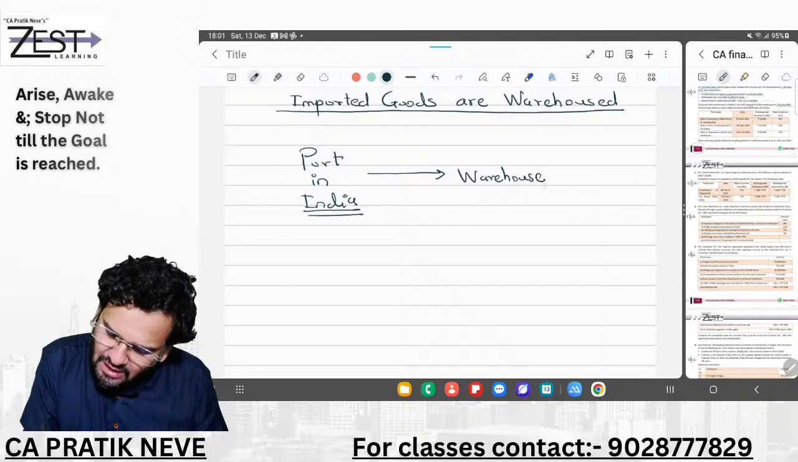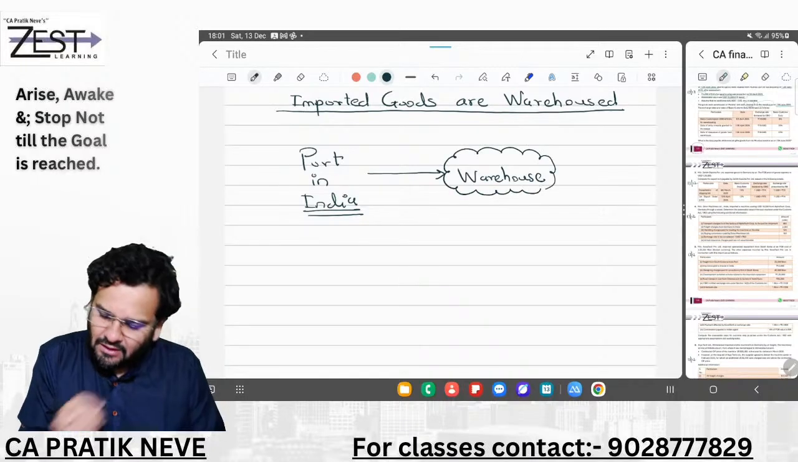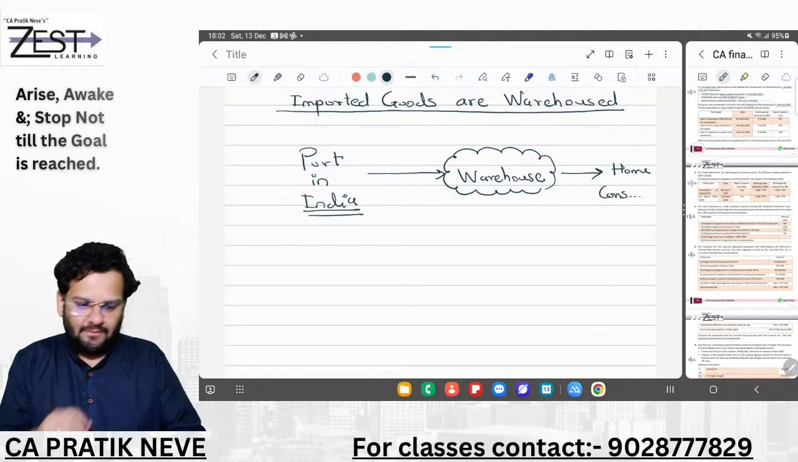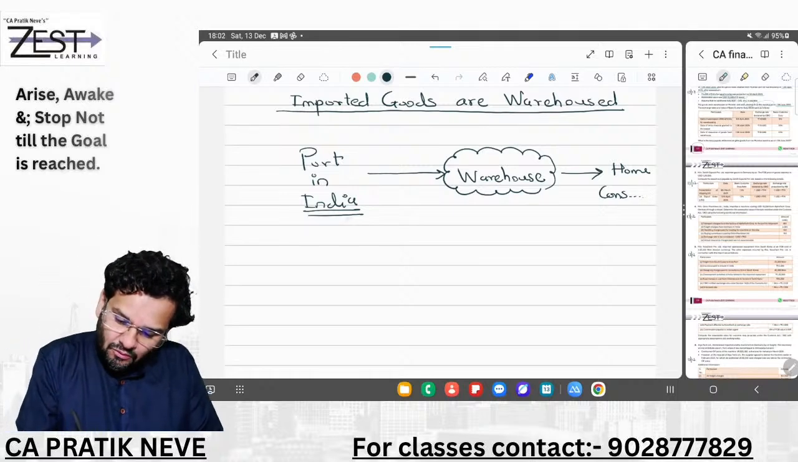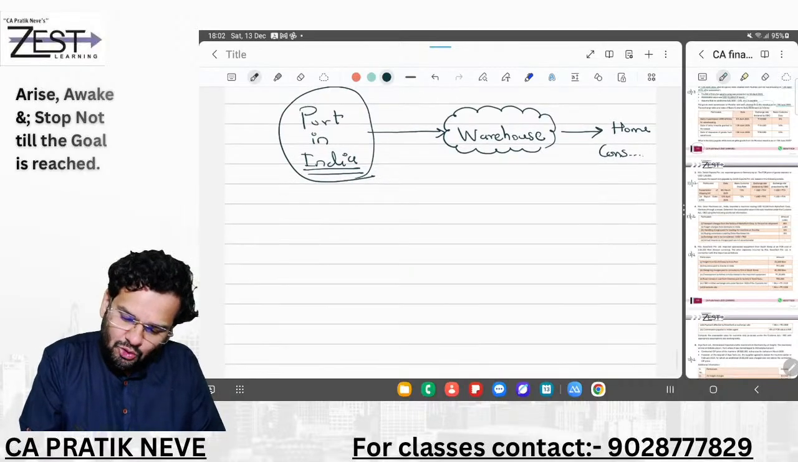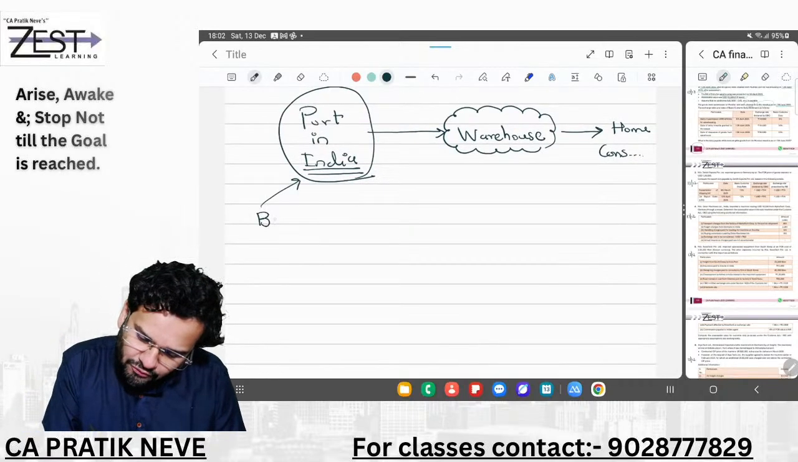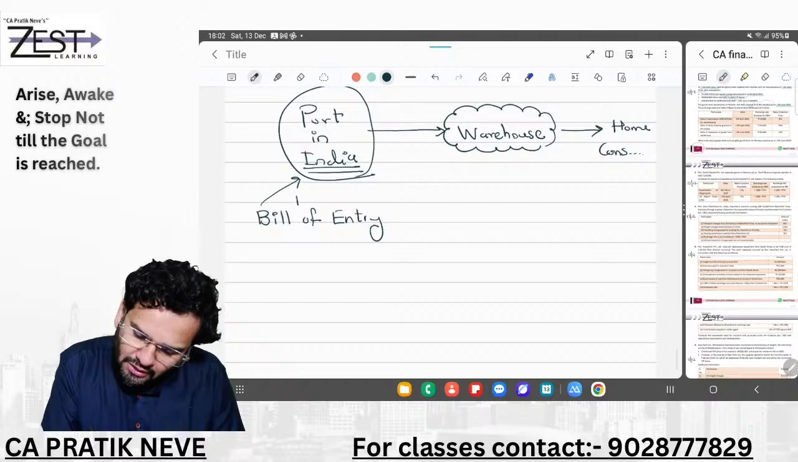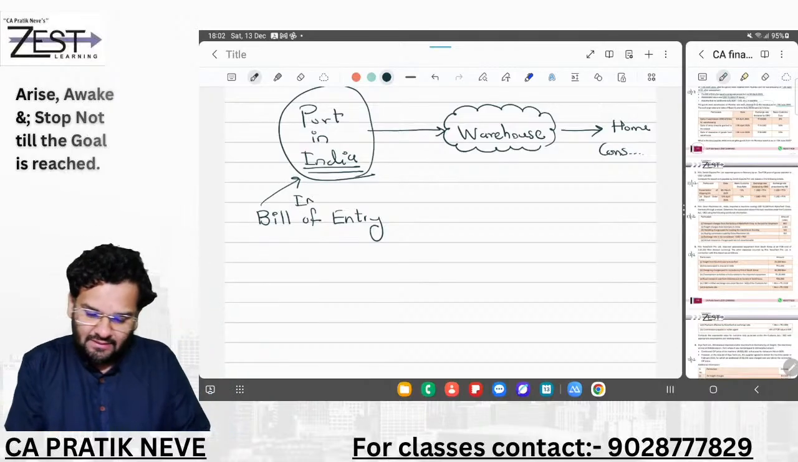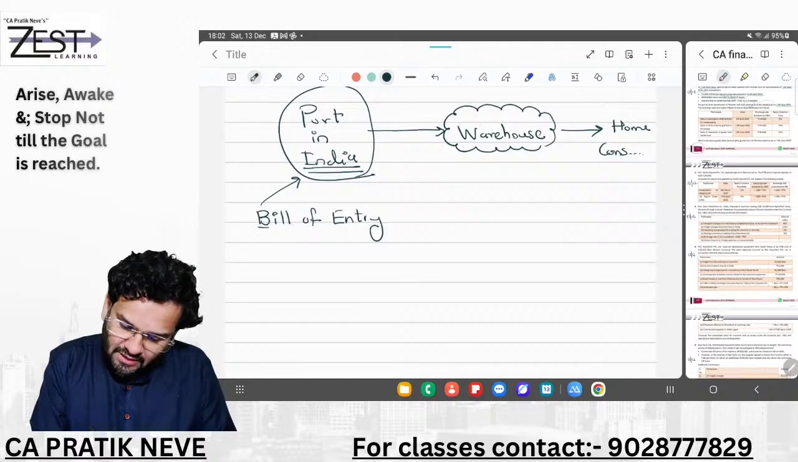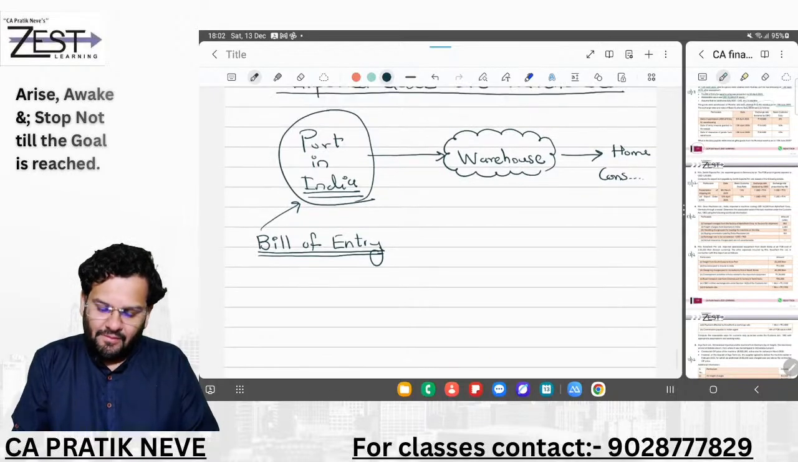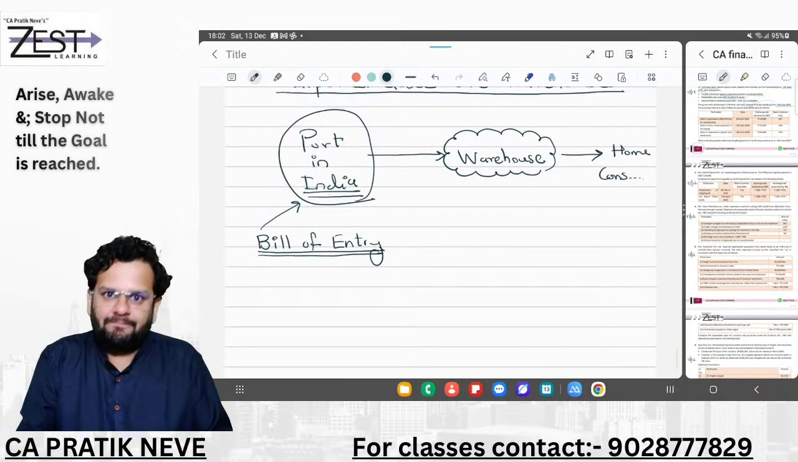This is a customs warehouse. All of you know this. From there, they are cleared for home consumption. So here, when they reach the port in India, you file bill of entry. This is called the into bond bill of entry. This is the original bill of entry.